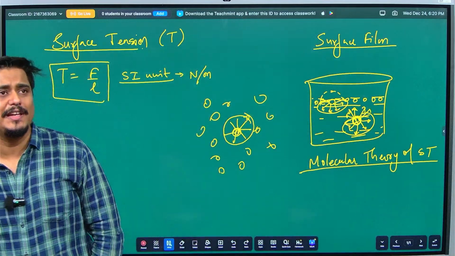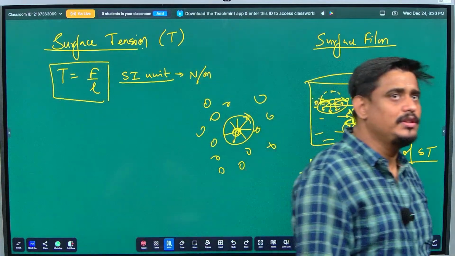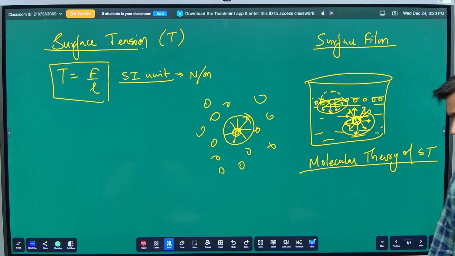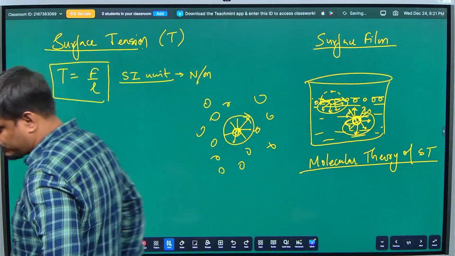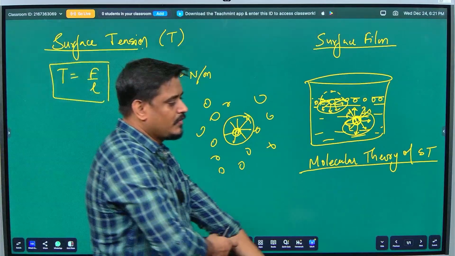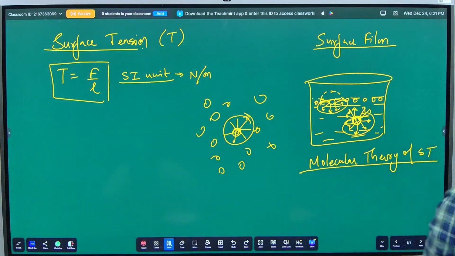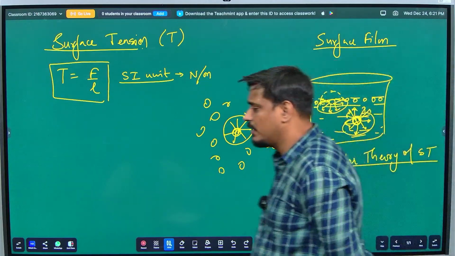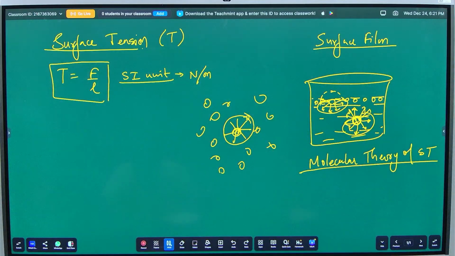The molecules well inside the liquid have equal amount of upward and downward force, making the net force to be 0.